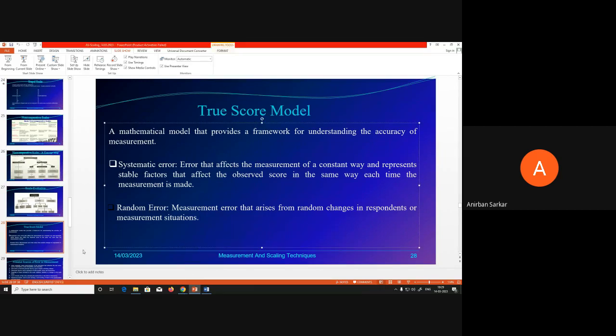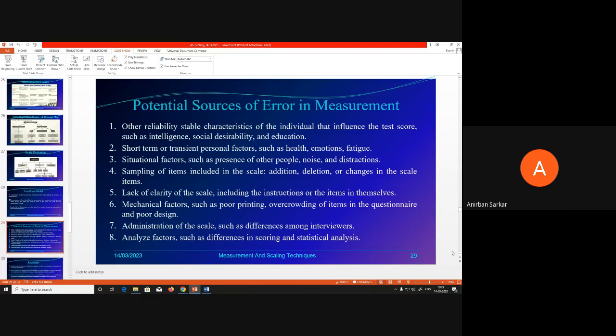Now, just see these potential sources of error. Other relatively stable characteristics of the individual that influence the test score, such as intelligence, social desirability, and education; short-term or transient personal factors such as health, emotion, fatigue; situational factors such as presence of other people, noise, distractions; sampling of items, lack of clarity in the scale; mechanical factors such as poor printing, overcrowding of items in the questionnaire, and poor design. So let us take this one, mechanical factors.